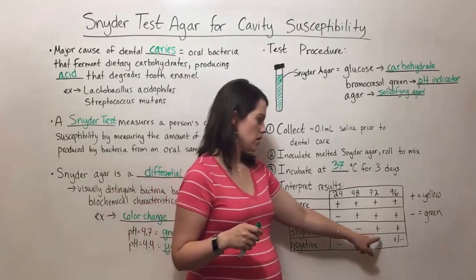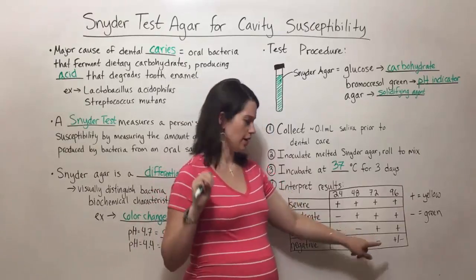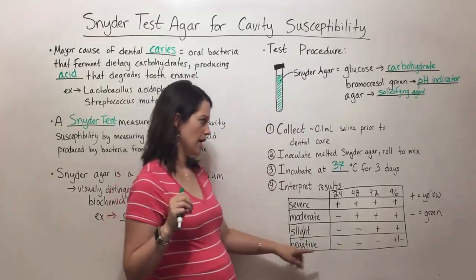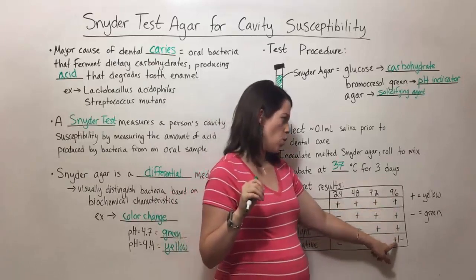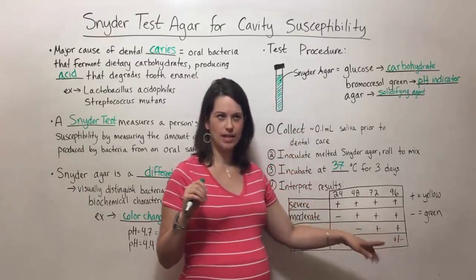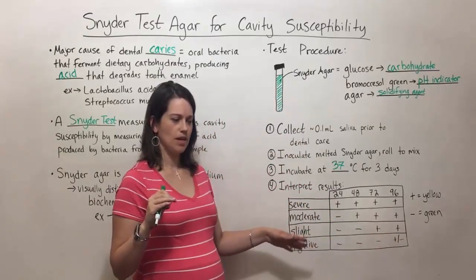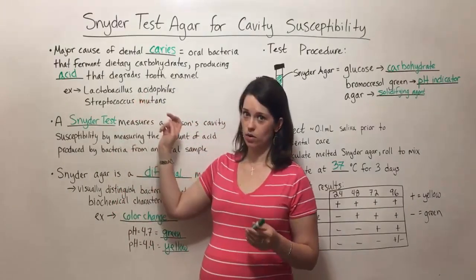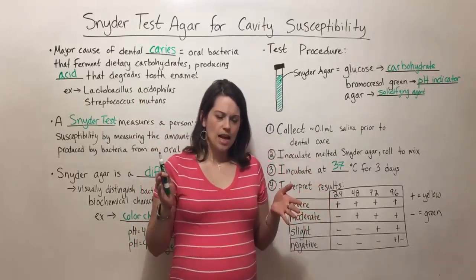If it is still green at 72 hours, that's after 3 days of incubation, then we consider that a negative cavity susceptibility. And that's because by 96 hours, which is after 4 days of incubation, whether it's yellow or green, it's still really considered a negative cavity susceptibility because there were so few of these types of bacteria in the oral sample. So I want you to think about a couple of things here.